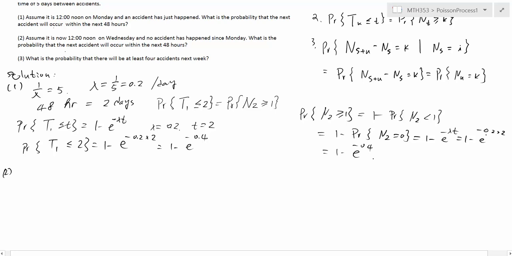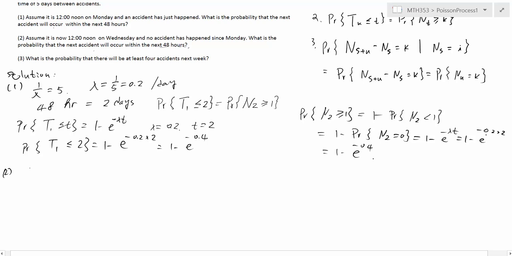So assume it is now 12 noon on Wednesday and no accident has happened since Monday. So we are in a lucky case. What is the probability that the next accident will occur within the next 48 hours? This is the probability we are actually calculating.